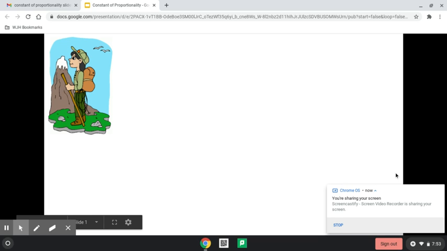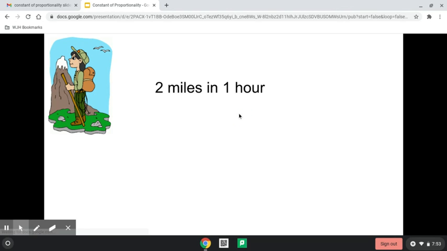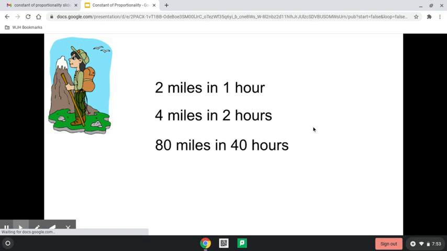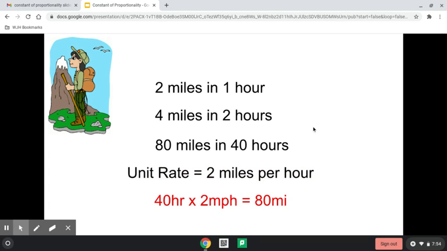Do you remember when we calculated how fast Jenny walks in miles per hour? If Jenny walks for 1 hour, she'll go 2 miles. If she walks 2 hours, she'll go 4 miles. If she walks 40 hours, she'll go 80 miles, if she doesn't slow down or sleep. Basically, since she walks at a rate of 2 miles per hour, all we have to do is multiply the number of hours by 2 in order to find the amount of miles.